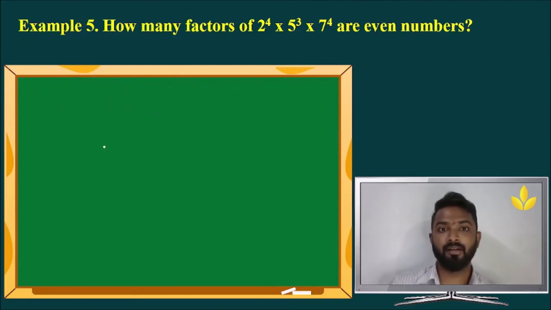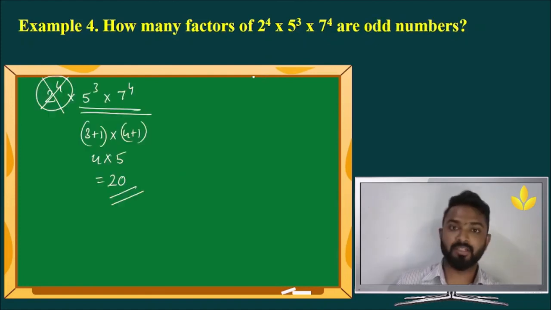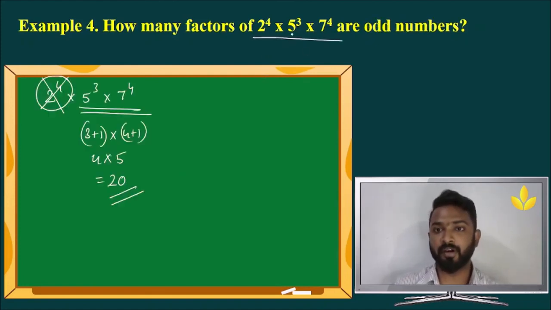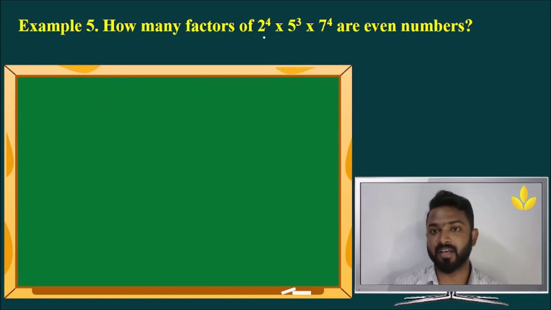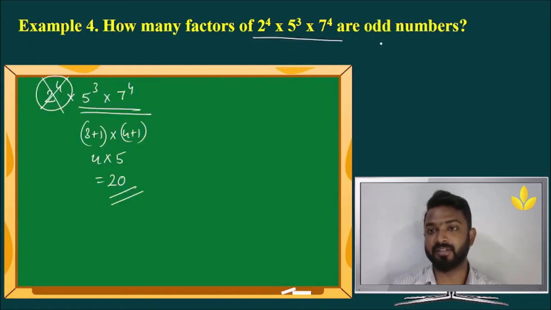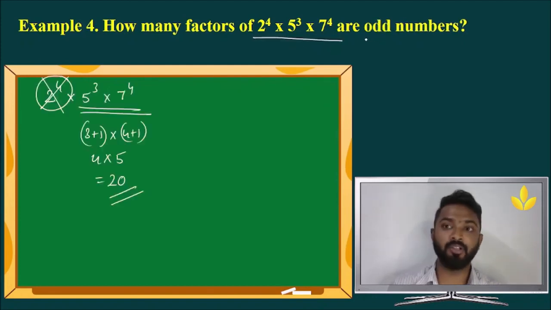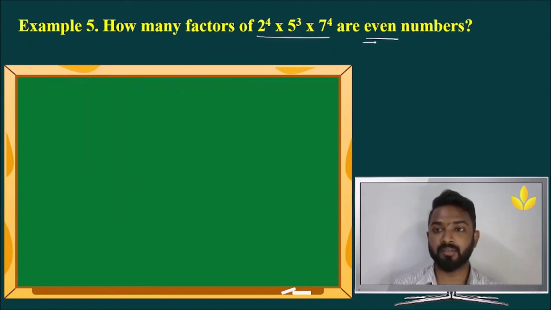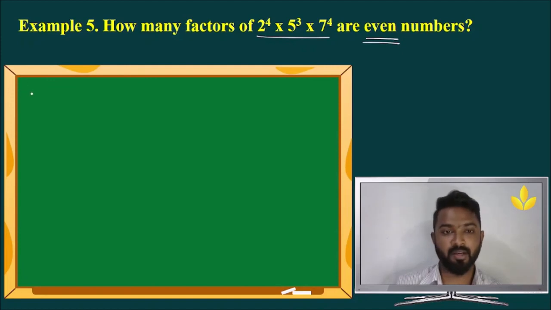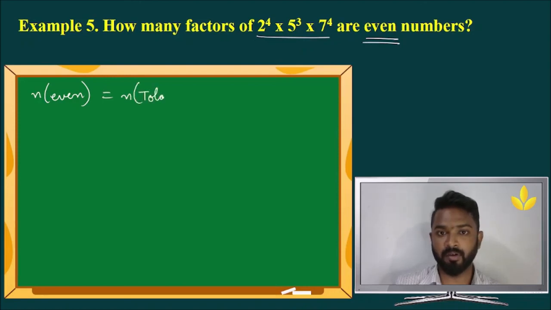Alright. Let's move on. It's the same question but with a twist. It's the same number, 2 to the power 4, 5 to the power 3, 7 to the power 4. But the difference is, here we were asked about the odd factors. Here we are being asked about the even factors. So this one is very simple. Number of even factors is nothing but the total number of factors minus the number of odd factors.